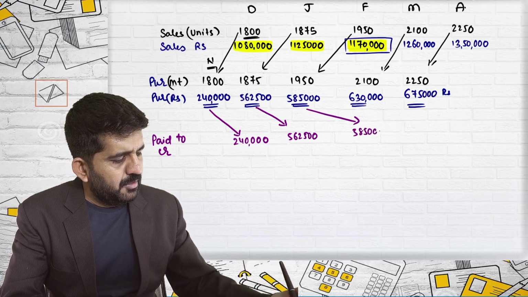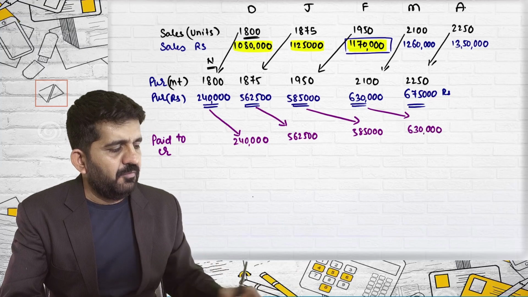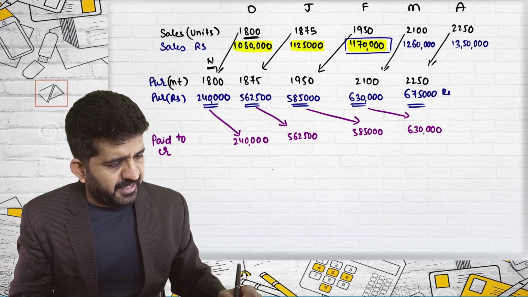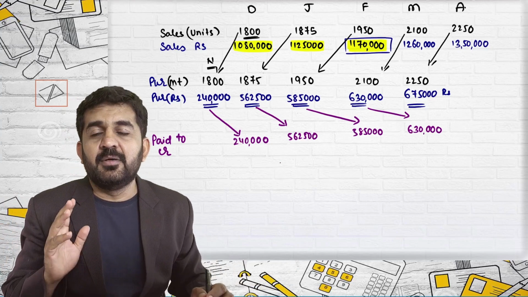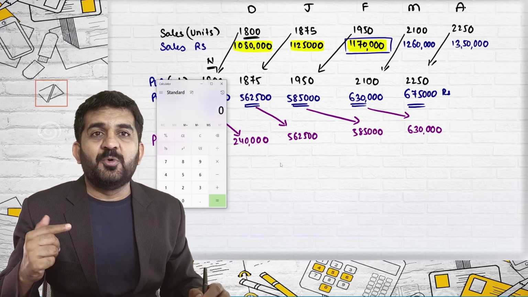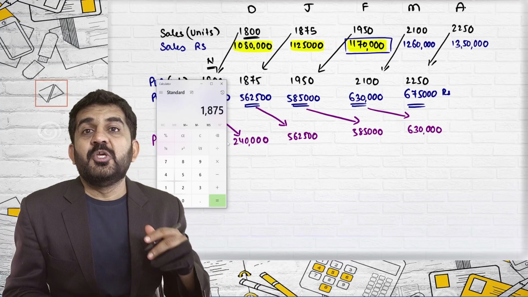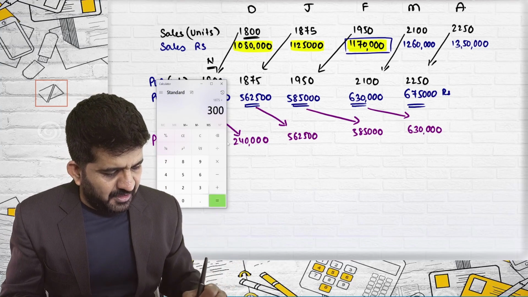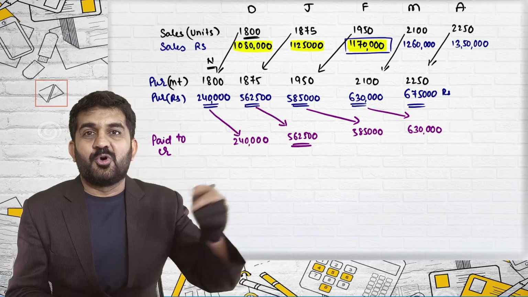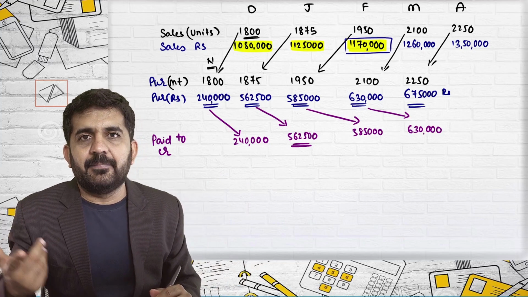5,85,000 will be paid in Feb, and 6,30,000 will be paid in March. We are not concerned with April because I want to prepare the cash budget of Jan, Feb and March. Now try to understand what is happening. How many units are we selling in Jan? 1875. You could have done 1875 multiplied by 300, which is 562,500. Direct answer. No crisscross would have been required. But you need to understand what is happening.